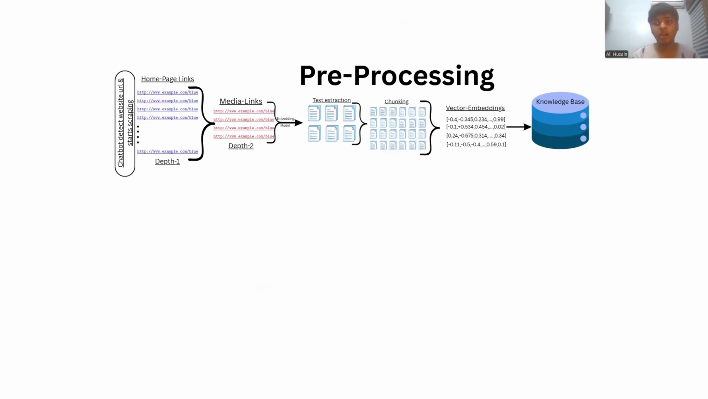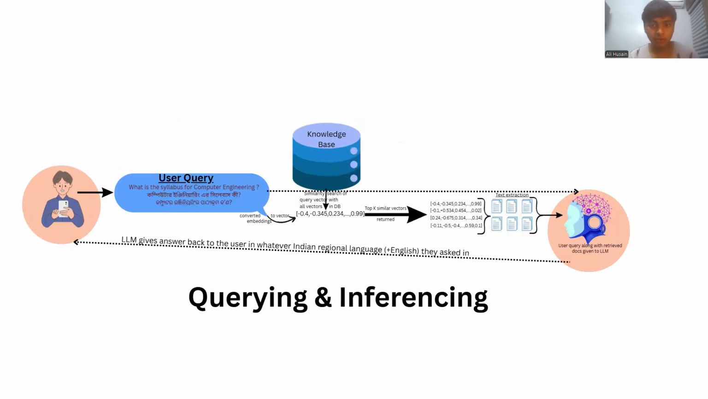So supposedly some college A is added for the first time, then this process would happen. And if it happens for the second time, it won't happen again. Now, the second part of the technical approach is querying and inference.